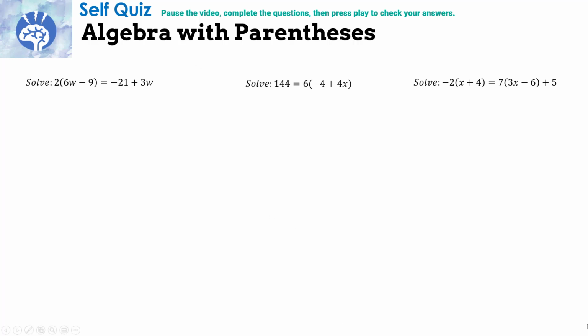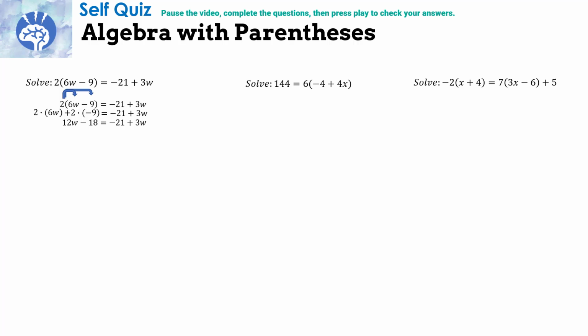All right, let's see how you did. We're going to solve 2 times (6w minus 9) equals negative 21 plus 3w. We need to simplify, and that means using the distributive property. I'm going to take 2 times 6w plus 2 times negative 9 equals negative 21 plus 3w. Let's continue to simplify. 2 times 6w is 12w, 2 times negative 9 is negative 18, and we still have it equal to negative 21 plus 3w.